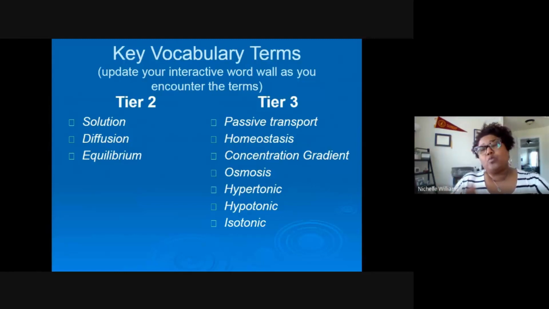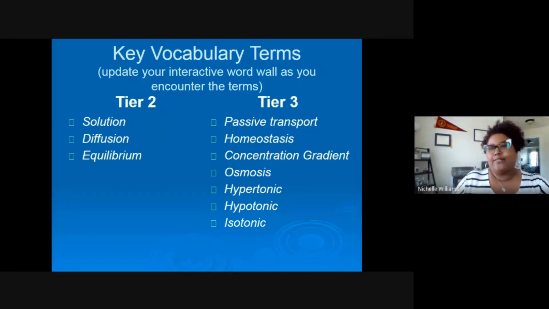Now we talked about the difference between tier 2 and tier 3 vocabulary words. So with these words, solution, diffusion, and equilibrium, why are those tier 2 words? And can I get someone who wants to share? If you'll type share in the chat box. All right, Brianna, if you'll unmute. Thank you, Brianna. That's absolutely correct, because those are words: solution, diffusion, and equilibrium.